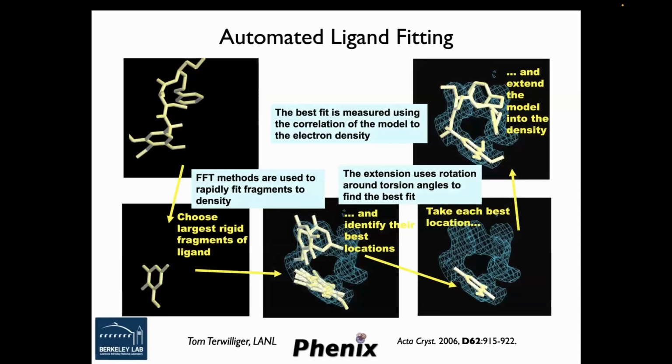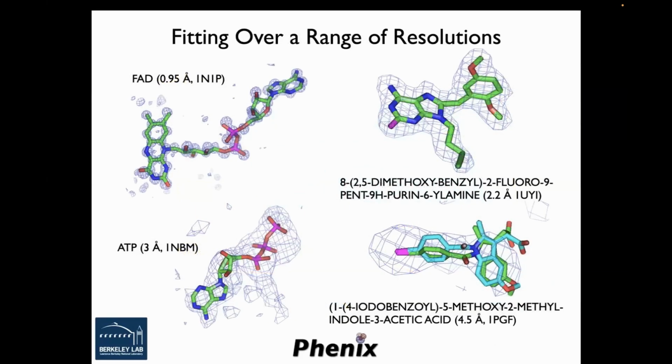This is a graphical representation of that. Pieces are taken. The largest one is wiggled in the blob, and then it grows out. And this has been working very well for quite some time, and it works at different resolutions. Here's some examples of fits that have worked at high and low resolution.